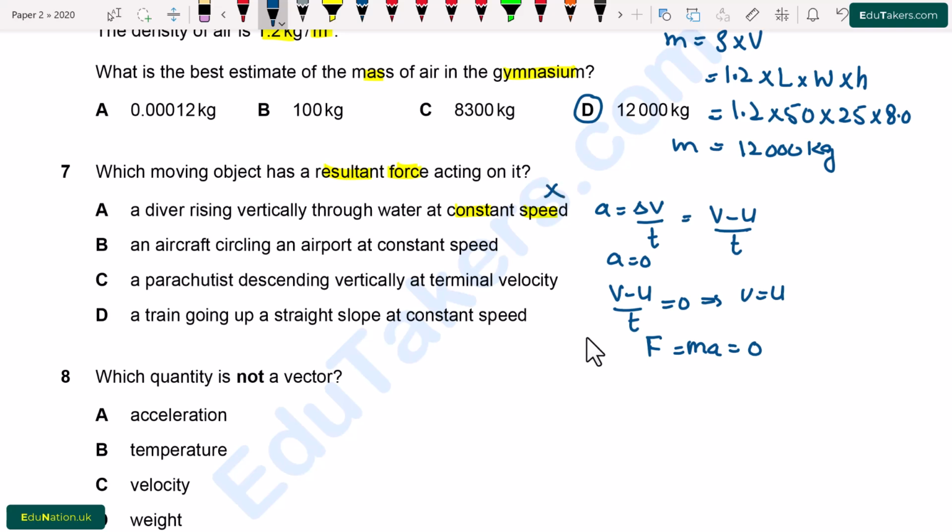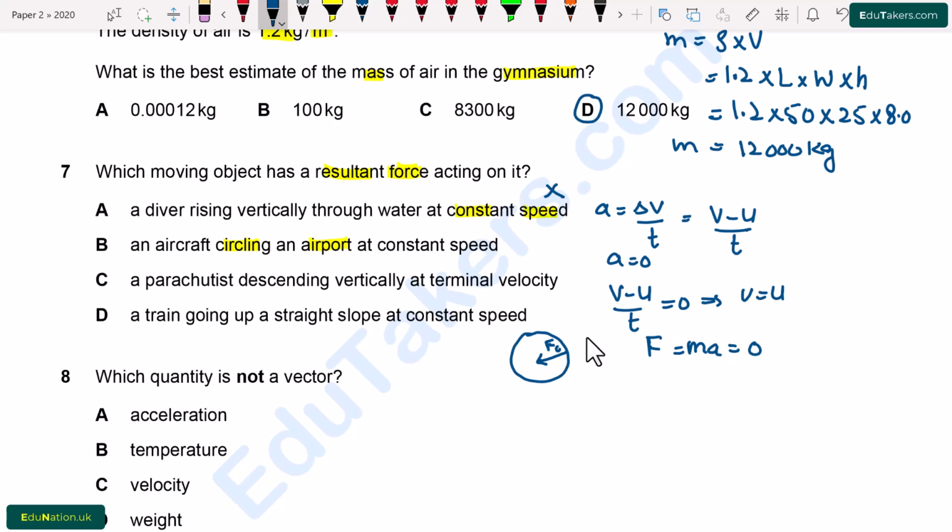So it is incorrect. Option B. An aircraft circling an airport at constant speed. So here the aircraft circling an airport means that it is moving in a circular path. So when a body moves in a circular path, I draw here. There is a force that is acting towards the center. This force is basically the centripetal force. So there is a resultant force acting on the aircraft circling an airport at constant speed.